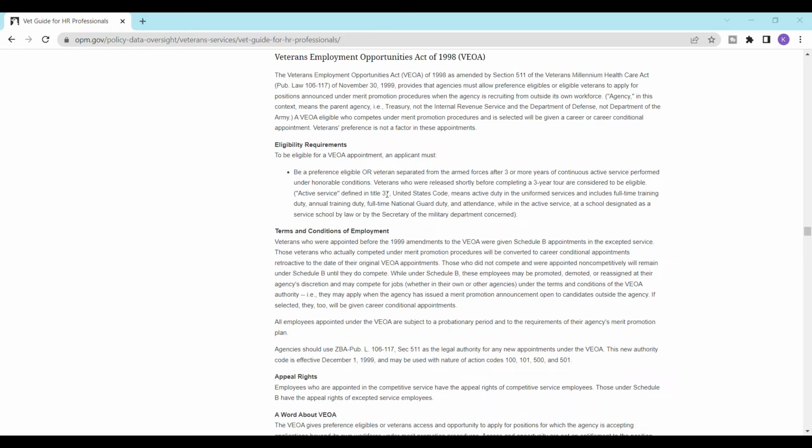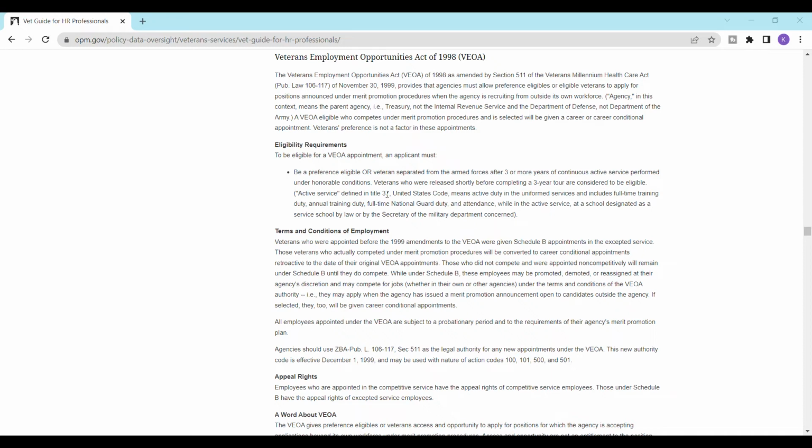Some people try to use VEOA as internal applicants when they're applying to external positions. VEOA does enforce time and grade if you use it that way, whereas VRA and 30% disability statuses do not.